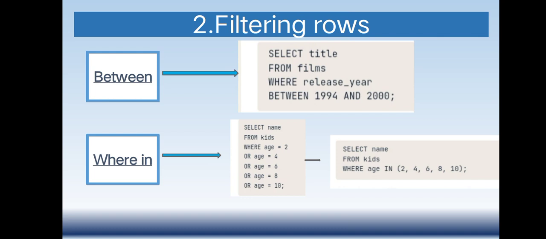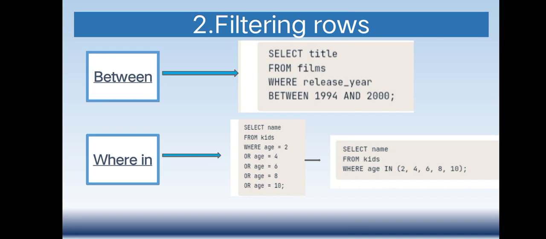The other command for filtering rows is WHERE IN. As we have seen, WHERE is very useful for filtering results. However, if we want to filter based on many conditions, WHERE can get unwieldy. For example, we select the names of the kids from the kids table where the ages of the kids are between 2 and 10.